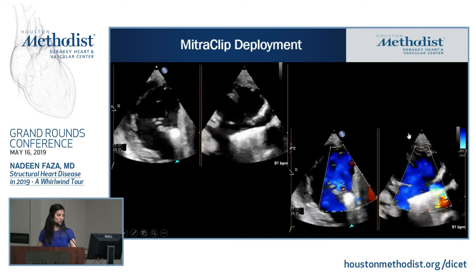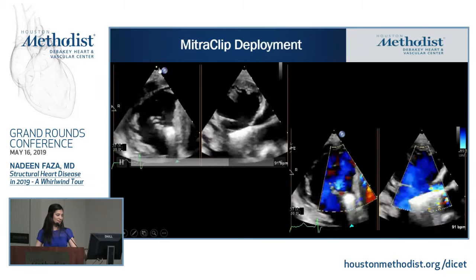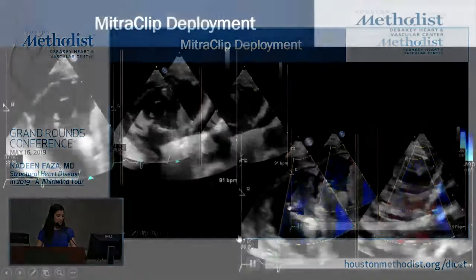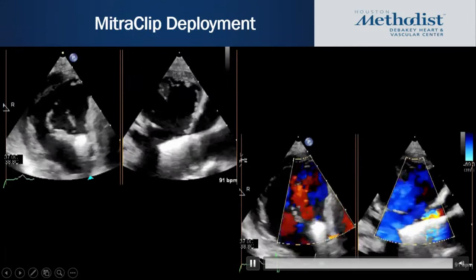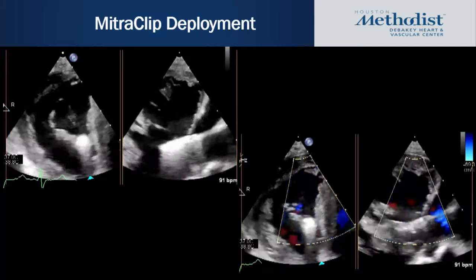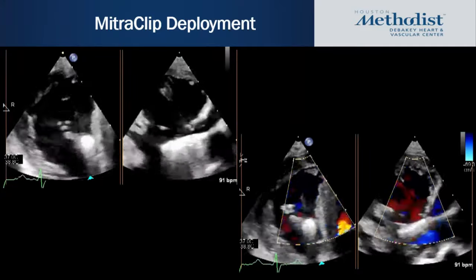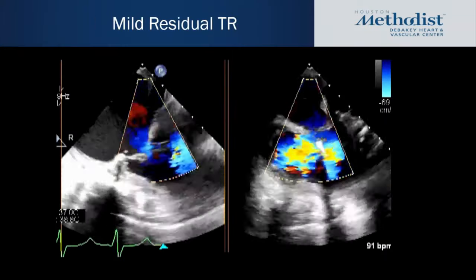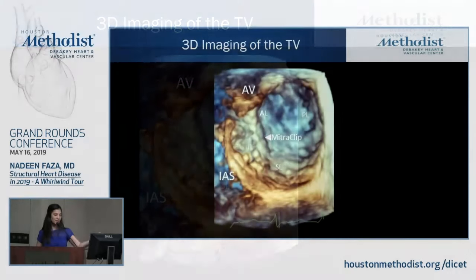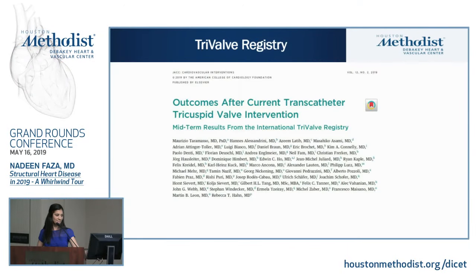You can also see it on fluoro. This is the MitraClip deployment. This is short axis transgastric. This is the long axis. Significant improvement in TR after the clip deployment. And the 3D printing aspect really helped us target these leaflets, with mild residual TR at the end. And again, 3D imaging, which shows you the MitraClip device.